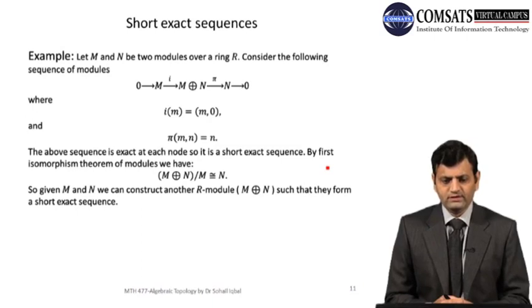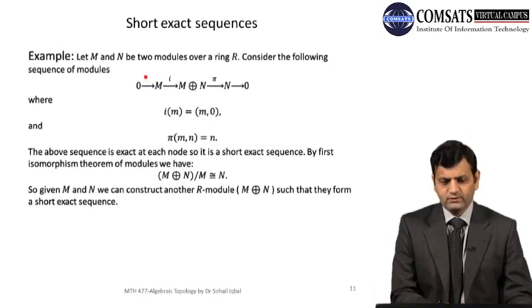And consider the following sequence of modules. Of course we know what this map f is. This map f takes 0 to the 0 of M. How do we define this map i from M to M direct sum N? We take elements of M and the image is going to be (m, 0).